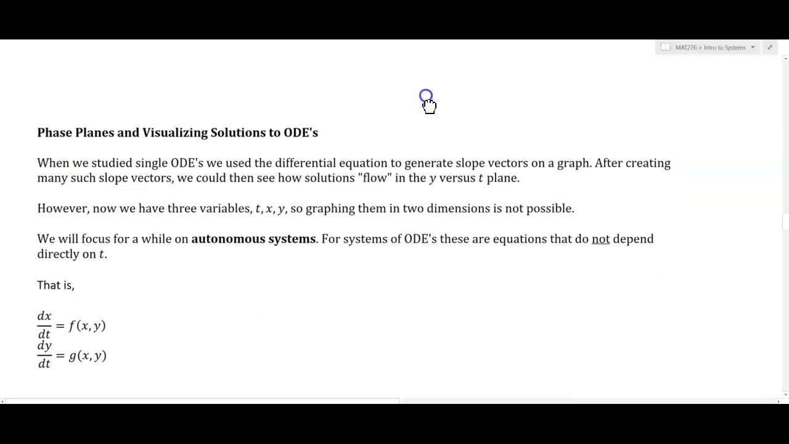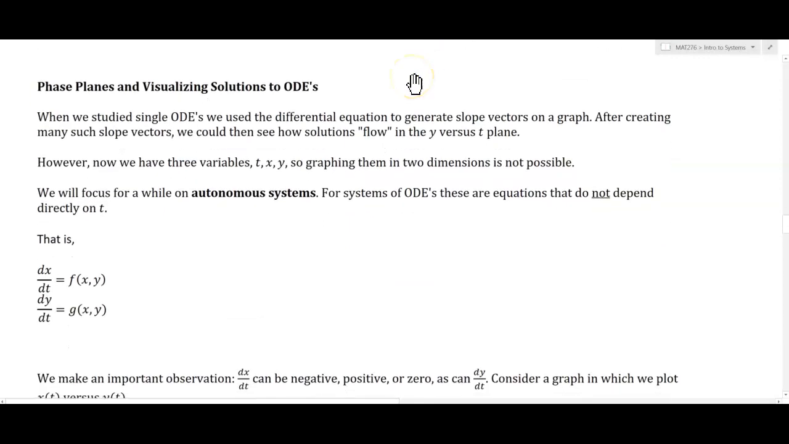As a final approach, we'll think about how we can start visualizing these systems of ODEs. When we studied single ODEs, we used slope fields, and we plotted a bunch of slope vectors on the ty plane. But now we have 3 variables: t, x, and y. Because we have 3 variables, we can't really create a 2-dimensional plot. And we really don't want to do 3D plots because those can be difficult to understand, especially vector fields in 3 dimensions. They're very hard to look at.